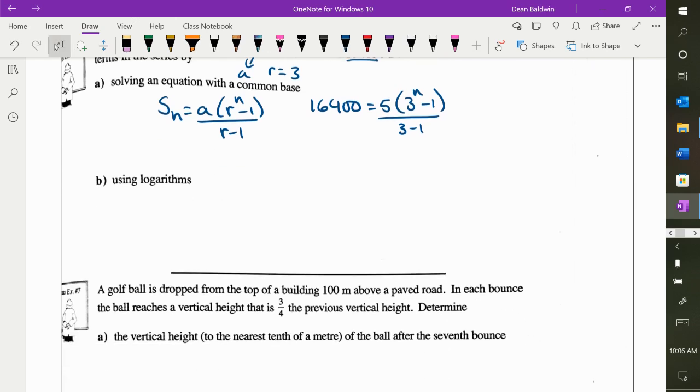So 3 to the power of 8. 1640. 3 to the power of 8. 6561. 3 to the power of 8. Now, where did you get that? Okay, thank you, Fraser. I got this. Yeah, so n is equal to 8.